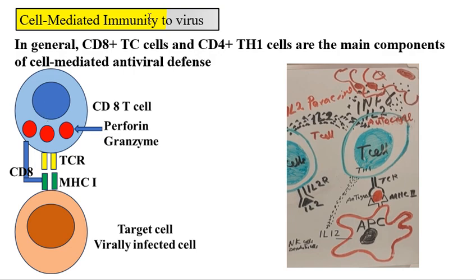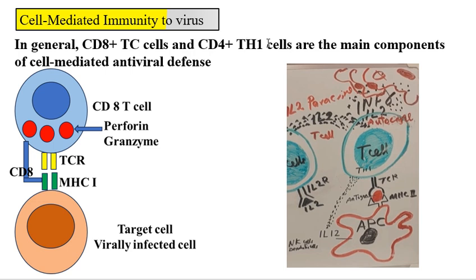Now I am going to talk about cell-mediated immunity to virus. As I mentioned, two cells interfere following viral infection: natural killer cells, or NK cells, and CD8 T cytotoxic cells. However, CD4 or T helper cells also play a very crucial role in immunity to viruses.